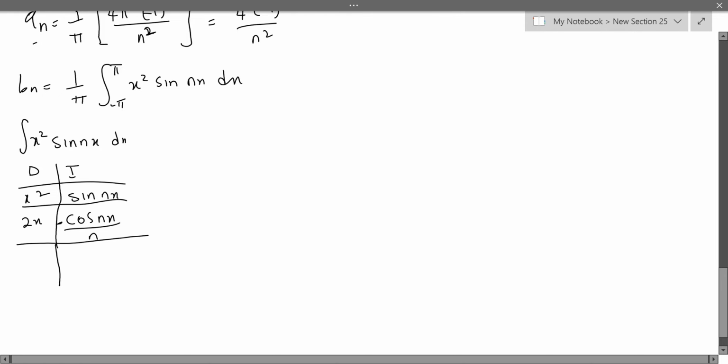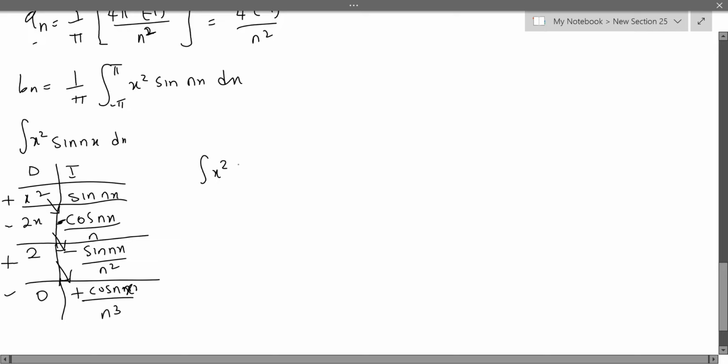So there is a minus sign here. Differentiate this, you get 2. Integrate this, you get sine. Cos doesn't change. You just get n squared. You do it for the last time. Differentiate this, you get 0. Here we give you plus cos nx over n cubed. So you put plus, minus, plus, minus: this times this, this times this, this times this.